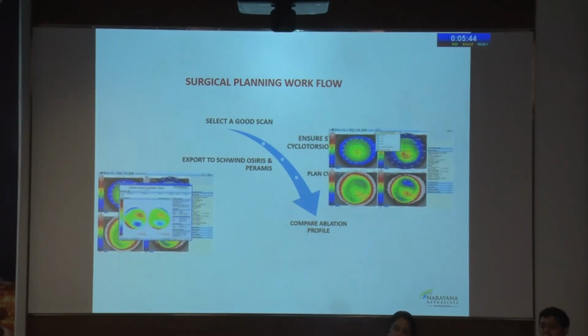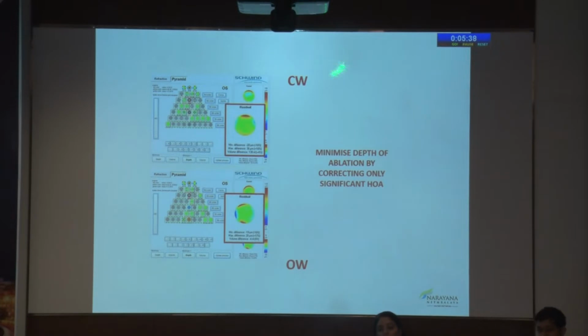So this is what happens when you look at the treatment planning. The advantage here is that you can compare the profiles of the same patient. The CW is the corneal, the OW is your ocular wavefront. When you're looking at any of the laser-based treatments, on one screen you compare, and this new software gives you the ability to pick and choose what aberration you don't need. If you don't want to spend so much time, you can ask the machine to choose what is the main culprit and ignore what is not.